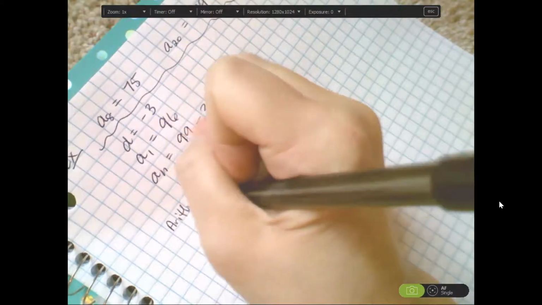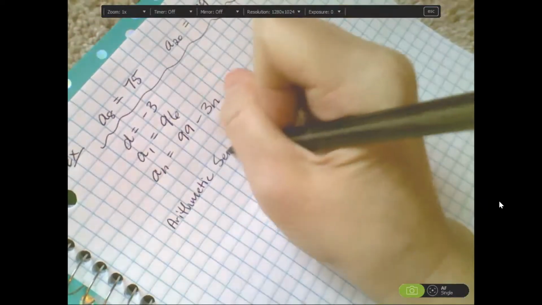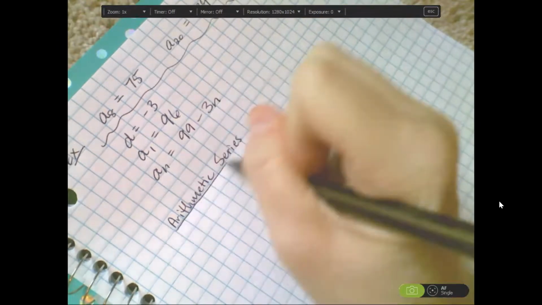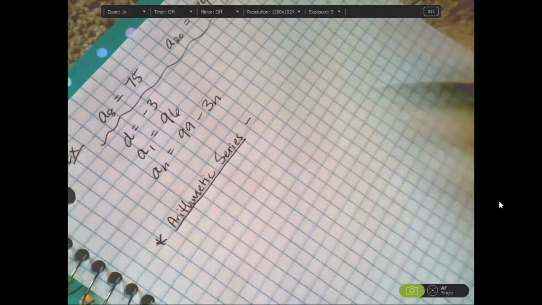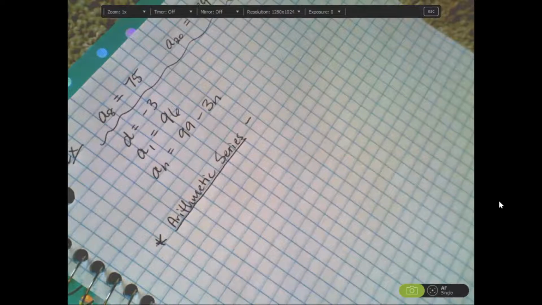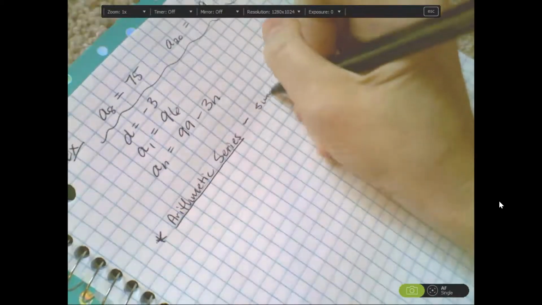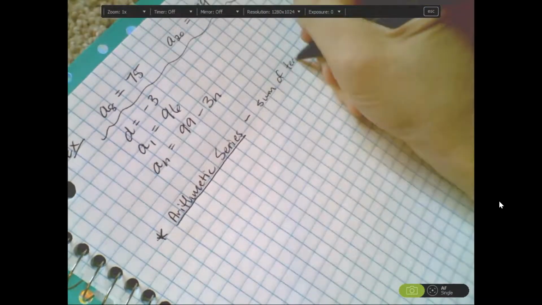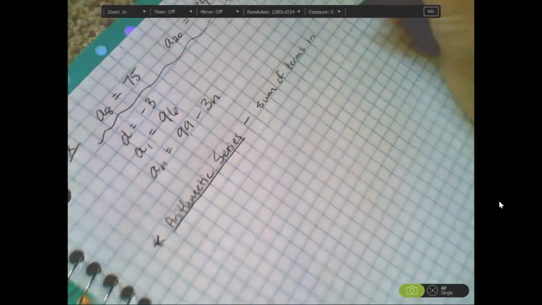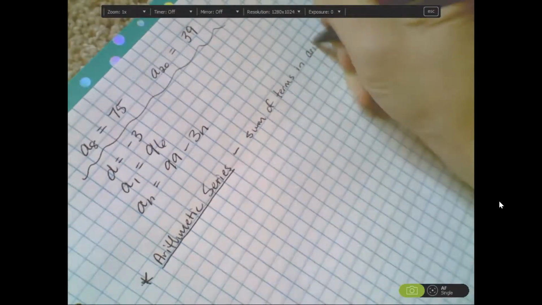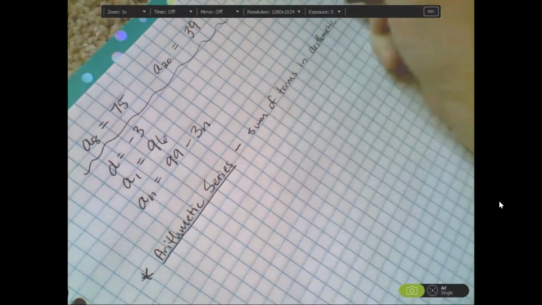Okay, moving on to the series stuff. Arithmetic series. So again, the only difference between a sequence and a series is that when you do the series, you're adding up all of your numbers as you go. So you're going to get a grand total. So this is just the sum of the terms in an arithmetic sequence.